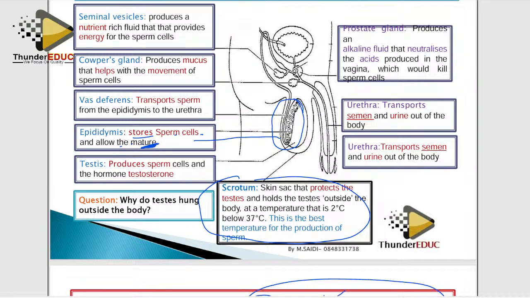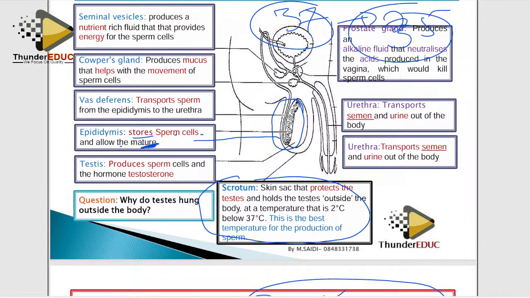So here, these testes hang outside so that they provide an optimum temperature for these sperms to be produced. Sperms are produced 2 degrees less than the body temperature. If the body temperature is 37, meaning that sperms are going to be produced at 35. So when it is too cold, what happens? The temperature outside is very low. So what do the testes do? The scrotum contracts so that it pushes the testes up, so that the testes can obtain some heat from the body. And then the sperms are being produced.